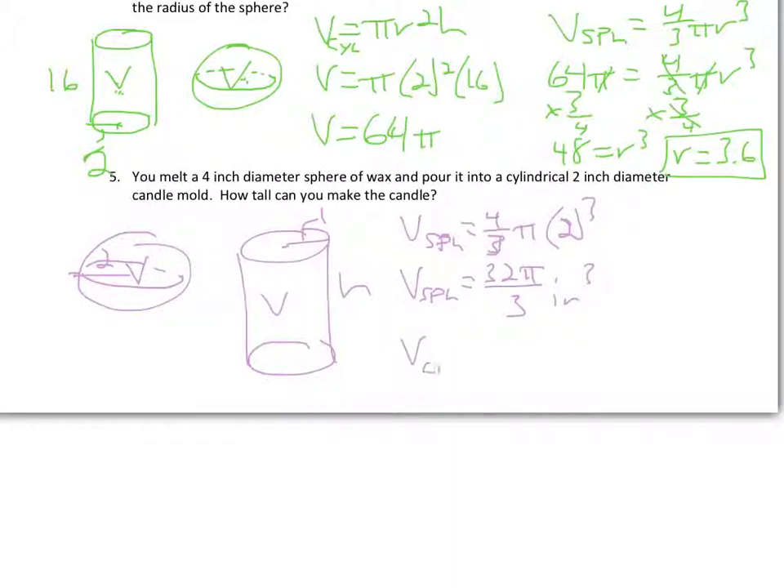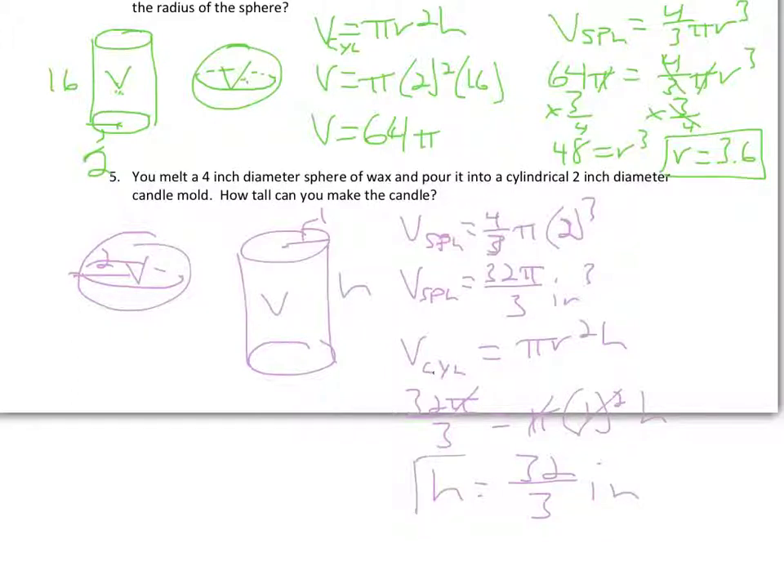Now we can use that because we know it's going to be the same as the volume of this cylinder. The volume of our cylinder is pi r squared h. Now we have the volume, 32 pi over 3 equals pi times the radius, which is 1, and we don't know what h is. Well, 1 squared is just 1, so that's really a non-factor. All we have to do is divide both sides by pi, cancel those pi's out, and we have h equals 32 over 3 inches, or 10.7 if you want to round. Okay, so that's it for that section.